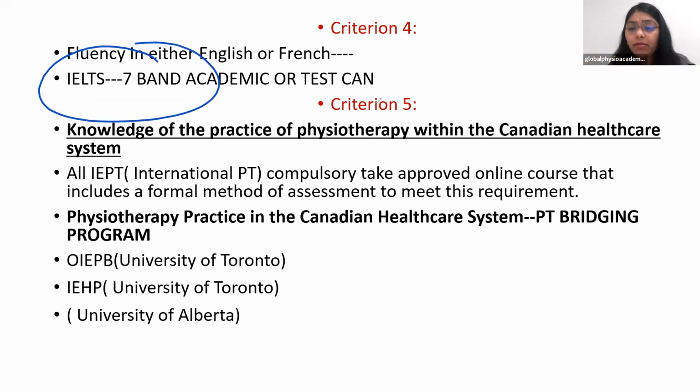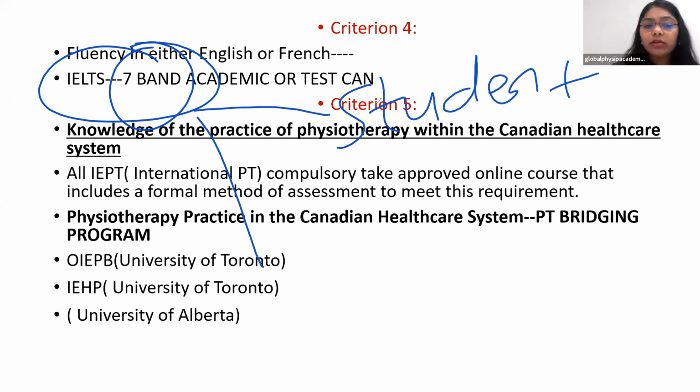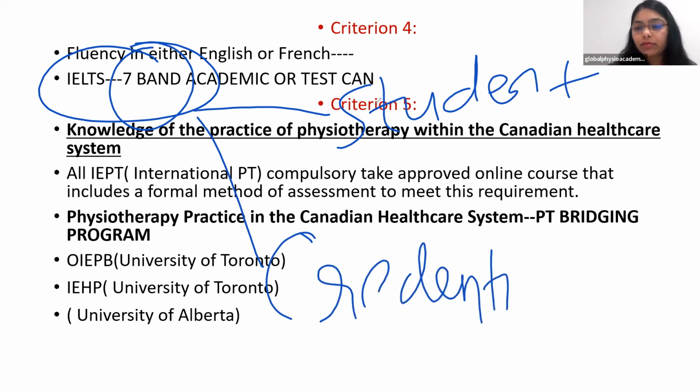So at that time, do a little hard work and get your IELTS 7 band. That 7 band you can use for your student visa, and that same 7 band you can use for your credential. Clear? So you can use it both ways. One IELTS academic band you can use for student visa, and you can also use it for credential.